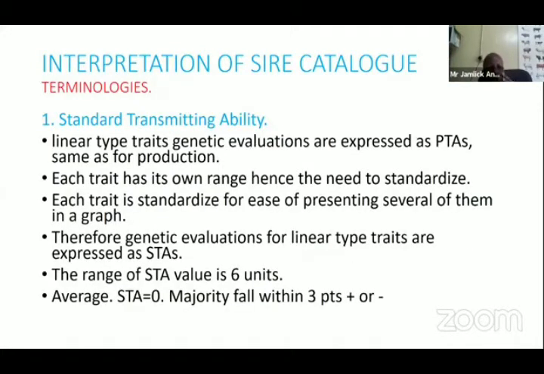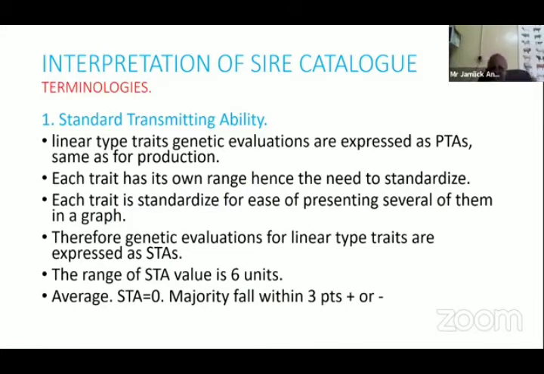Therefore, to interpret now the Sire catalog, one of the other terminologies you always find is the standard transmitting abilities. You find that when the linear traits are evaluated, those traits are different. Some of them are in degrees. For example, if you are looking at the foot angle, the sickling, you are talking about the degree. If you are looking at the size of the animal, you are talking about the height of the animal. That one we measure in terms of centimeters, right?